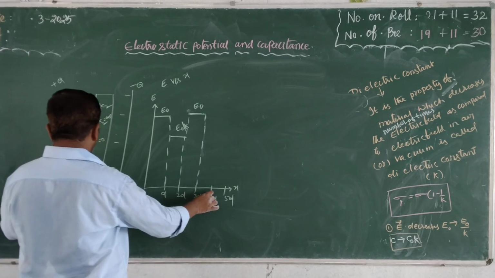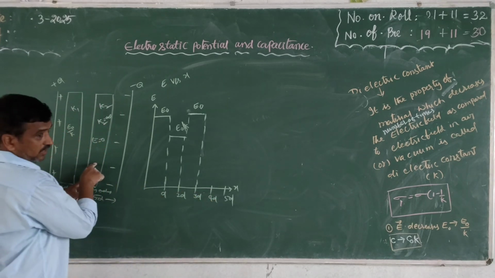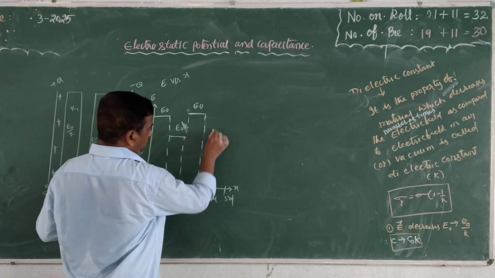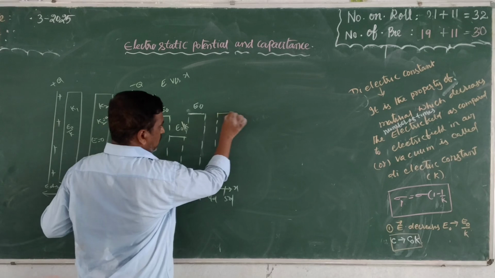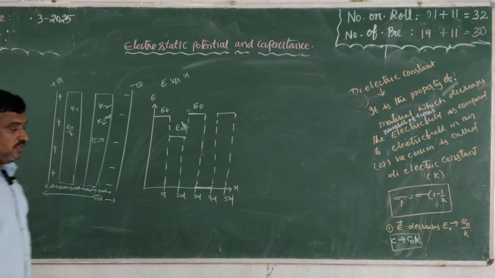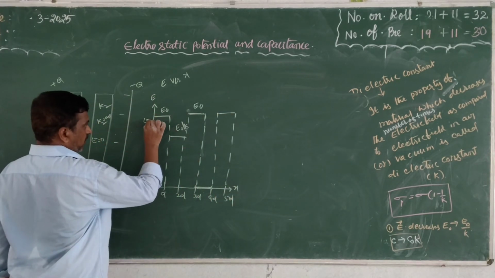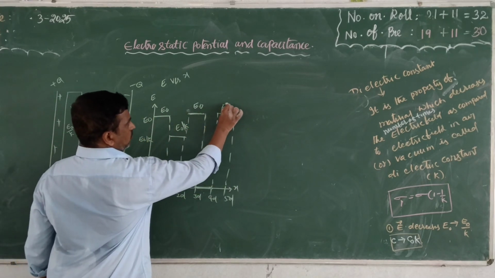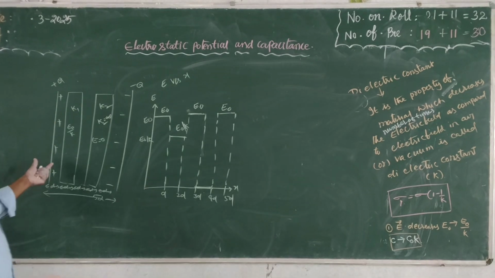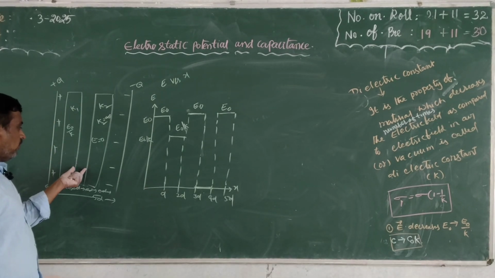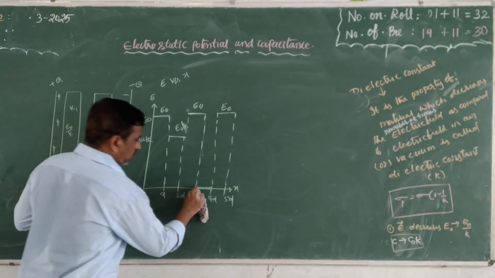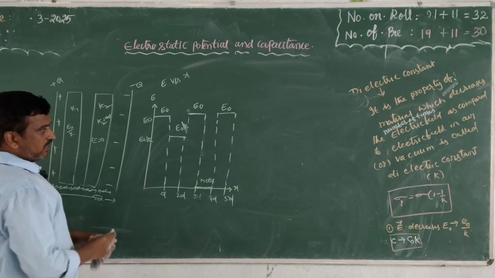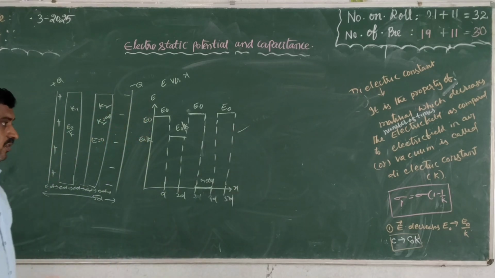Next, where metal is there, the electric field is 0. Then again empty space, which means air medium, so the electric field is E naught. So here E naught, here E naught by k, here again E naught, and here E naught by k. Here it is maximum, and here it is 0, because only metal has zero electric field. Again here the electric field is maximum. This is the E versus x graph.